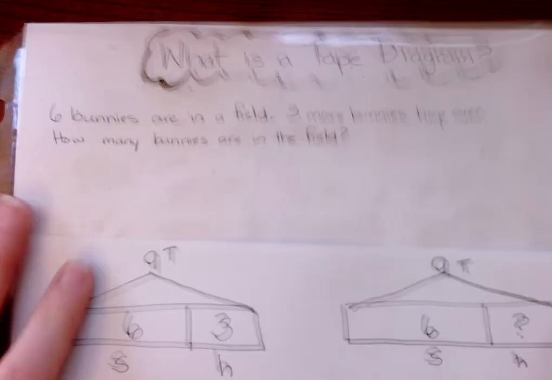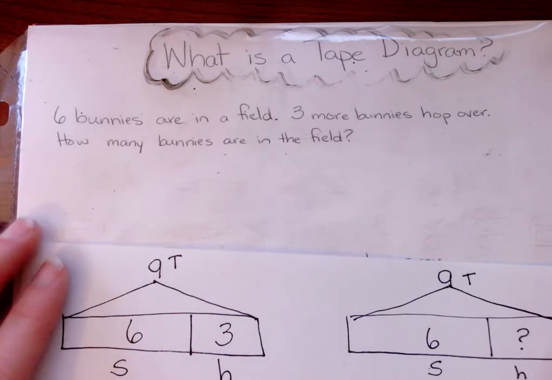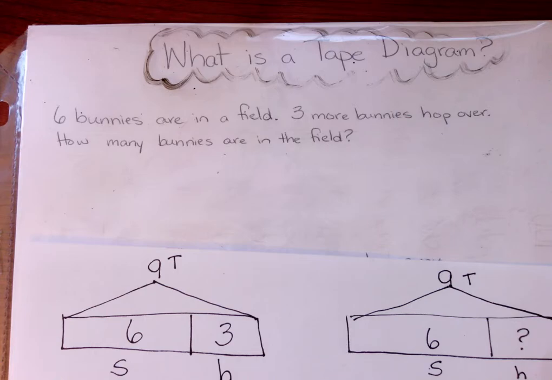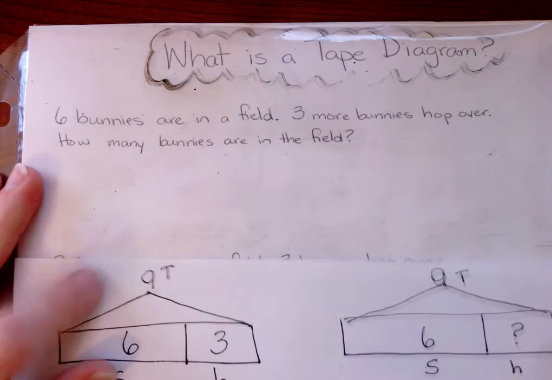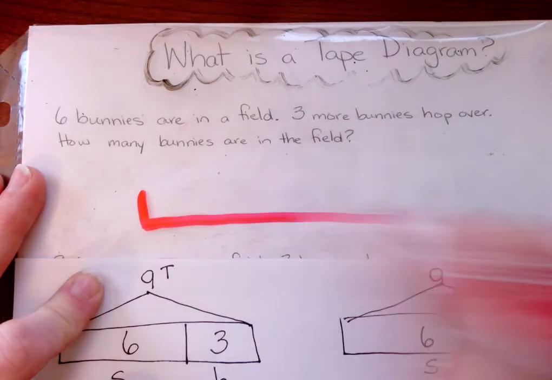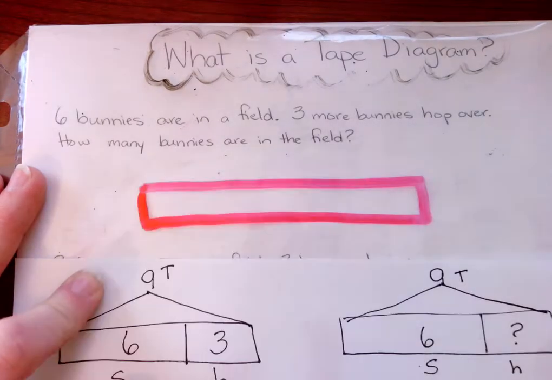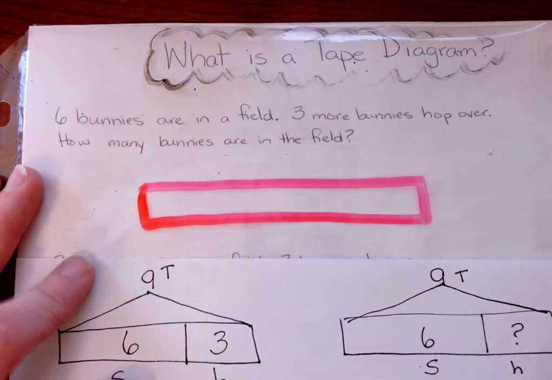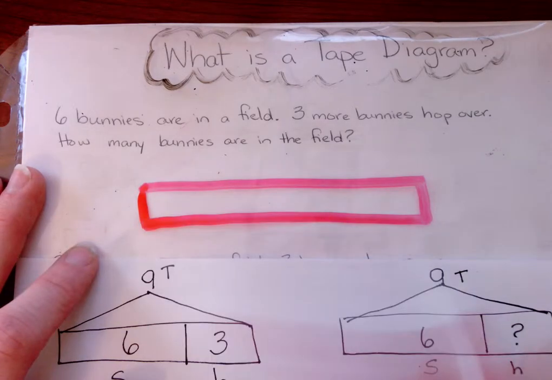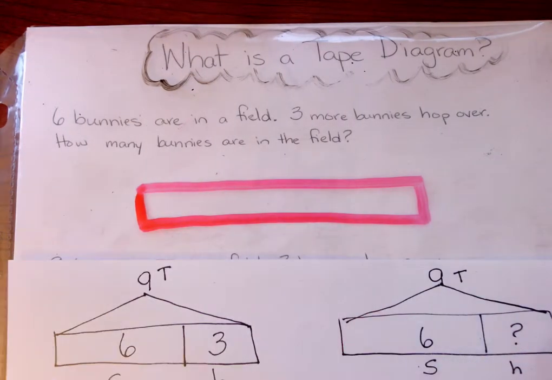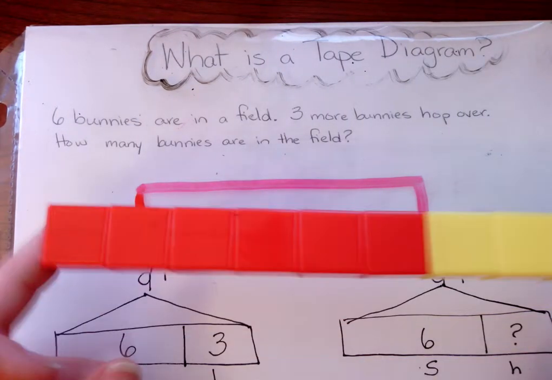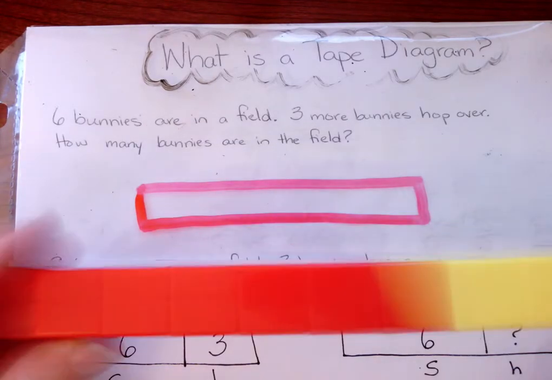6 bunnies are in a field. 3 more bunnies hop over. How many bunnies are in the field? We use one piece of tape to show our total in this case. So these are the bunnies in the field. When students are in younger grades, they may even use Unifix cubes to show that.